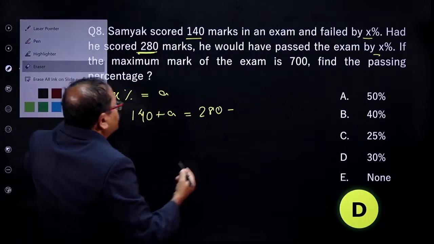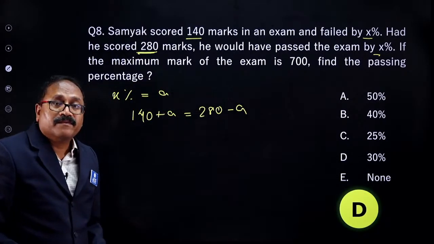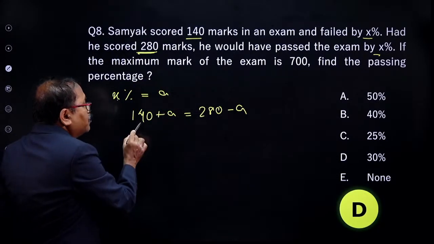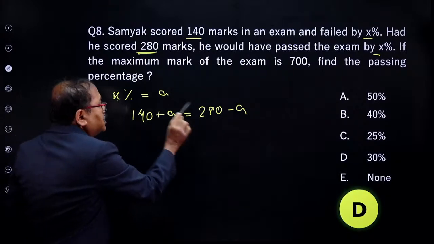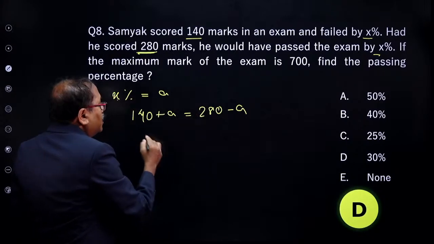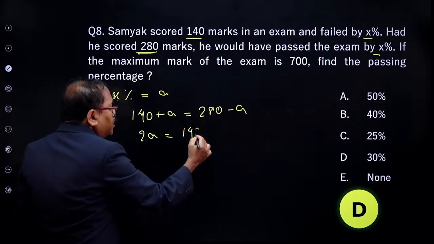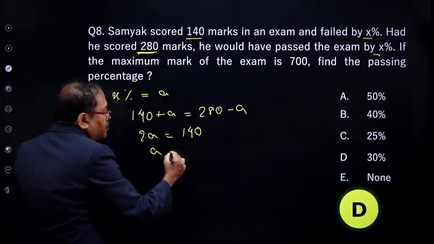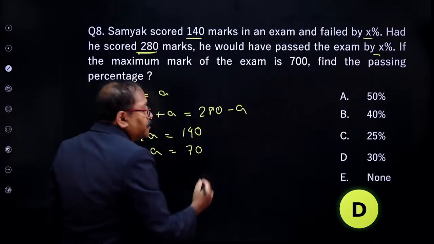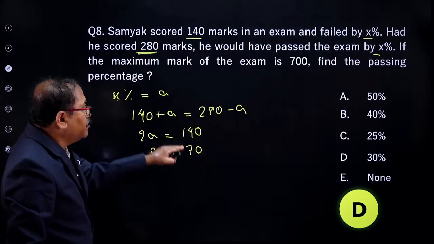So A marks को हम हटा ले रहे हैं यहाँ से, then ये pass marks आ रहा है, क्योंकि X% से fail हो रहा है इस marks में, X% से pass हो रहा है यहाँ पे. So look at this one. When I bring the A over here, then it's 2A. 2A is equal to 140. A is equal to 70. ये आ गया.